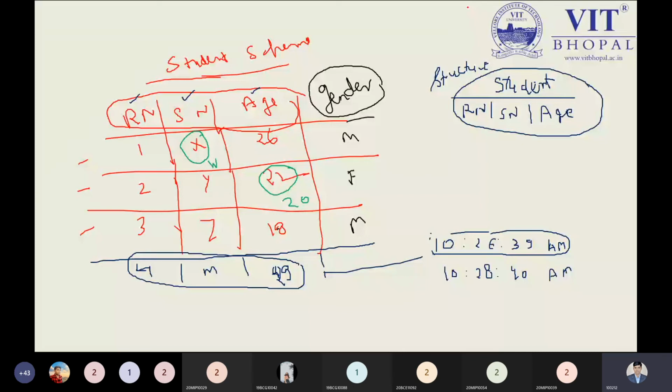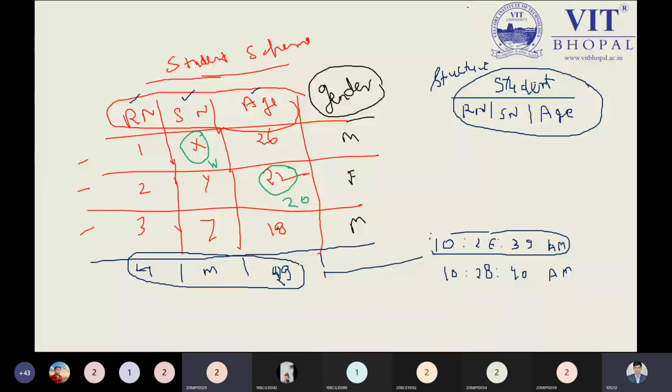It means the data belonging to the gender column, the data belonging to the age column, and the data belonging to the student name are totally independent from each other. Am I right? Now, is it clear?